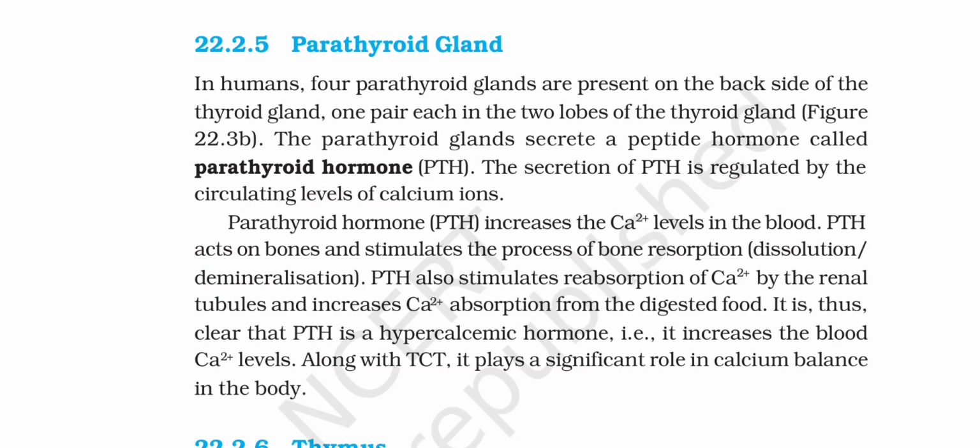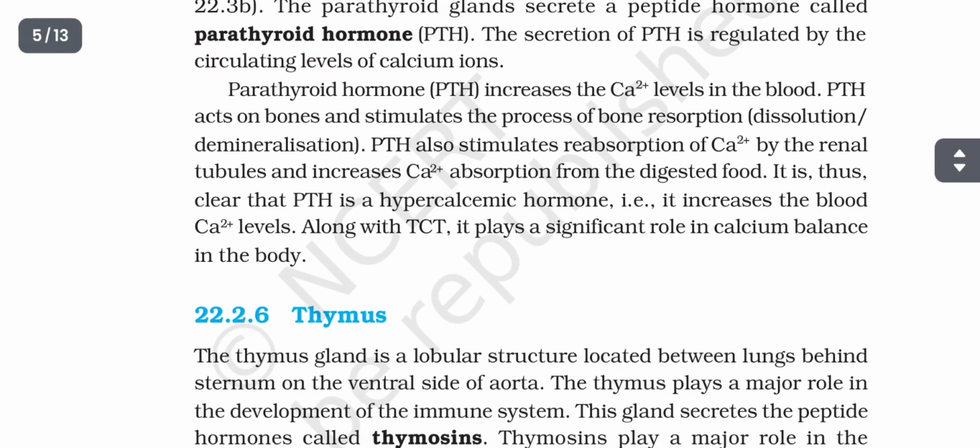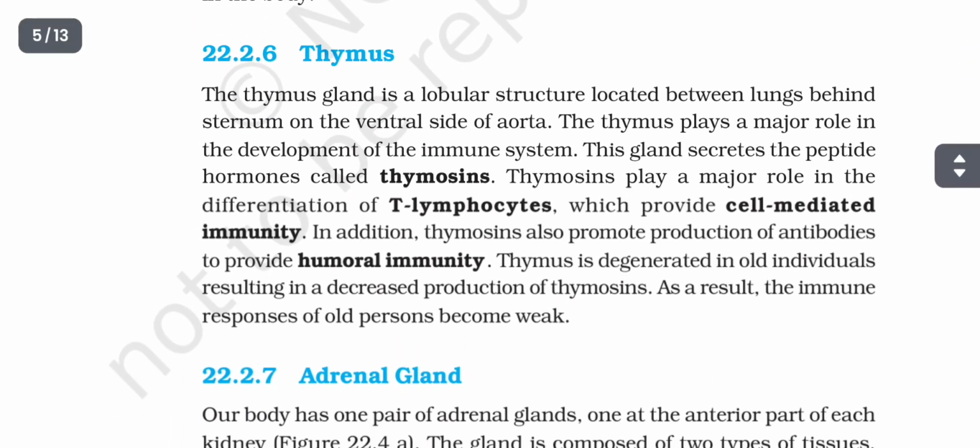PTH acts on bones and stimulates the process of bone resorption, dissolution or demineralization. PTH also stimulates reabsorption of calcium by the renal tubules and increases calcium absorption from the digested food. It is thus clear that PTH is a hypercalcemic hormone, that is, it increases the blood calcium levels. Along with TCT, it plays a significant role in calcium balance in the body.